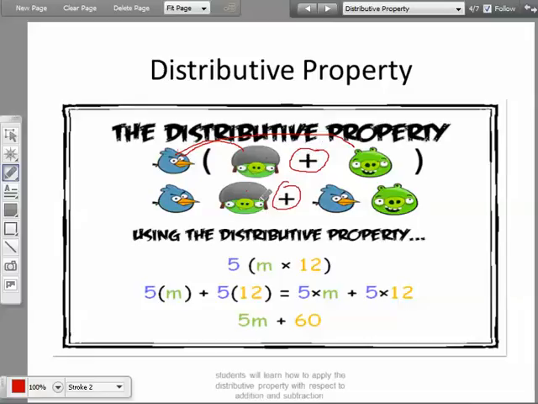Okay? So if I took 5 times the quantity m plus 12, I could take 5 times m and 5 times 12. 5 times m becomes 5m. 5 times 12, well, that's 60. And so we wind up with the distributive property being used in this situation.